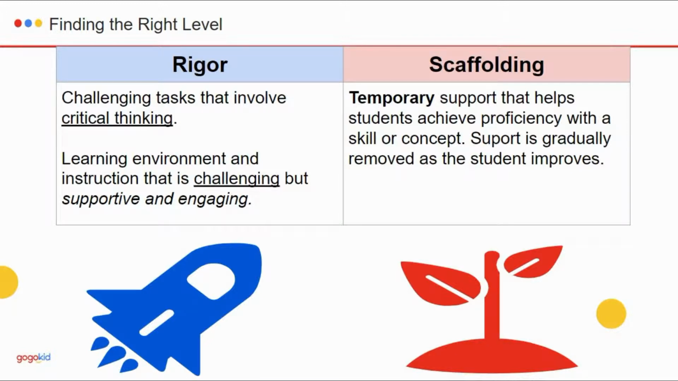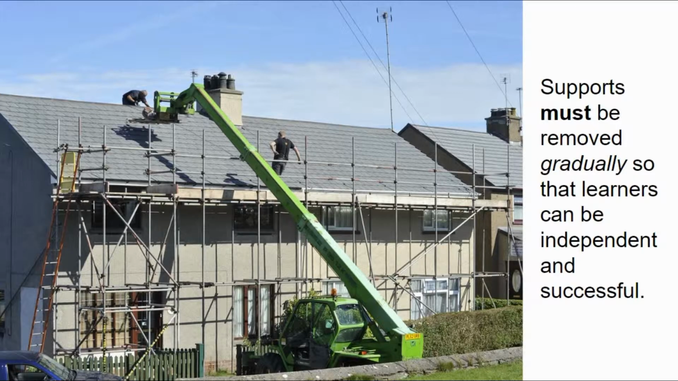We also at the same time want to think about scaffolding. Scaffolding is temporary support that helps students achieve proficiency with a skill or concept. With scaffolding, the support is gradually removed as the student improves. So when you think about scaffolding, think about how we have scaffolding up on the side of a building when you have roofers come and put things on. You don't really want that to stay there. Eventually you want the structure to be able to stand on its own.